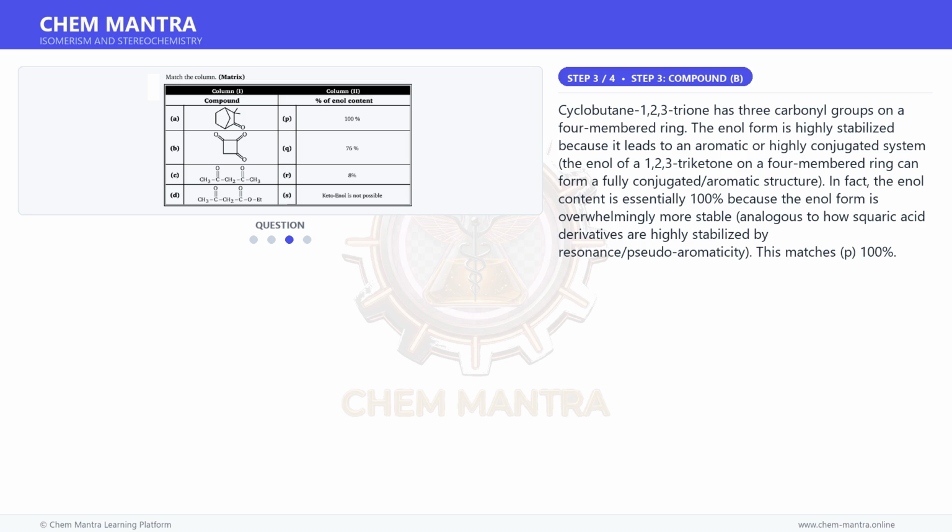Moving on to the next step. Cyclobutane-1,2,3-trione has 3 carbonyl groups on a 4-membered ring. The enol form is highly stabilized because it leads to an aromatic or highly conjugated system. The enol of a 1,2,3-trione on a 4-membered ring can form a fully conjugated aromatic structure.